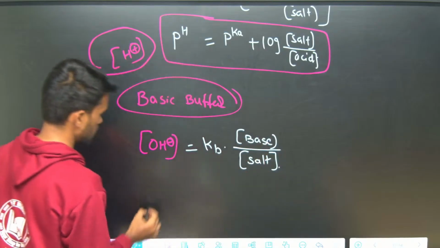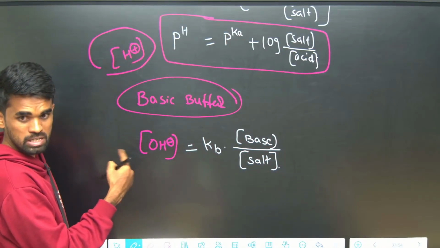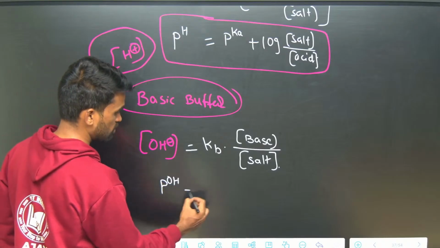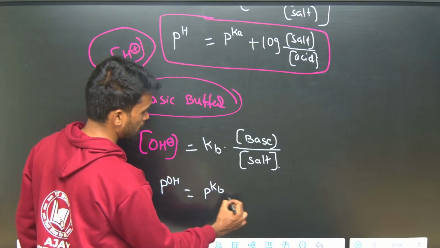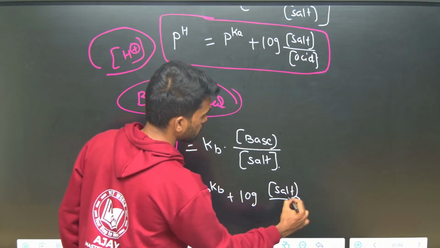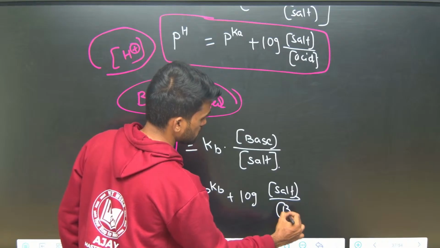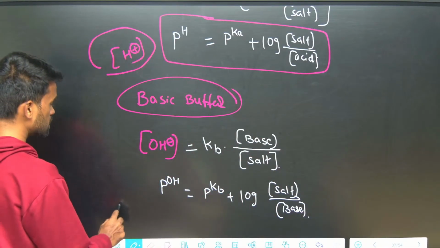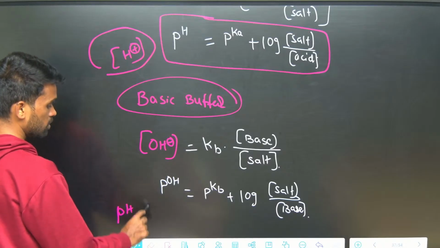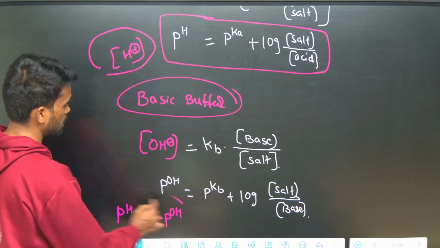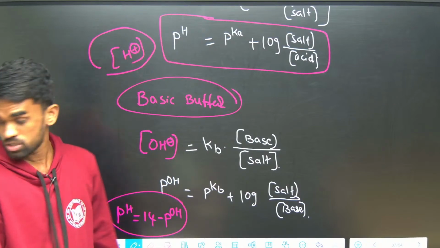Okay, next. If you apply minus log on both sides, what will happen? It will become pOH, equal to pKb plus log concentration of salt by concentration of base. That's it. This is about pOH. Now if I ask the pH for a basic buffer, what to do? 14 minus pOH. Find pOH first, then do 14 minus pOH to give pH.